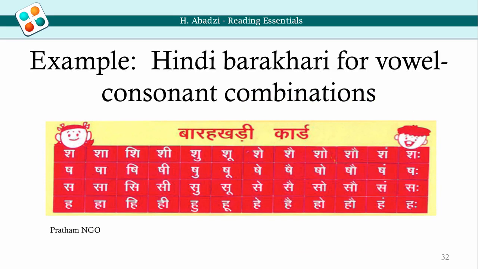One tool for vowel-consonant combinations in Indian languages is called Barakhari, 12 columns. It is intensely used by the Pratham organization in India. The slide shows the consonant-vowel combinations in Hindi.